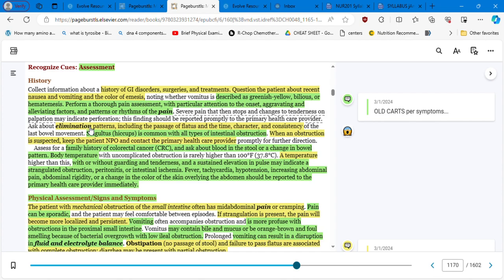Ask about elimination patterns, including the passage of flatus and the time, character and consistency. Singultus, which is hiccups, is common with all types of intestinal obstruction. When an obstruction is suspected, keep the patient NPO and contact the primary health provider.